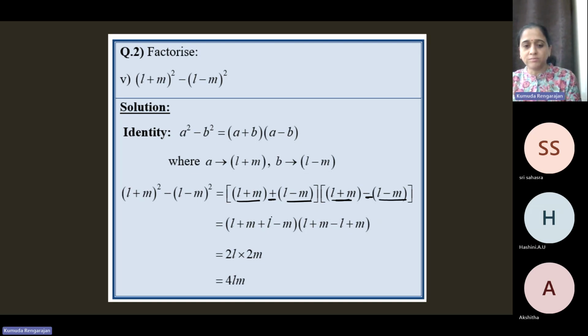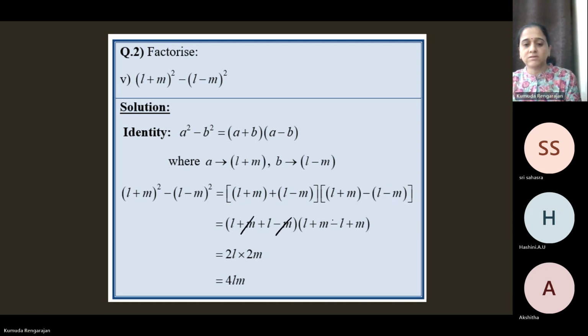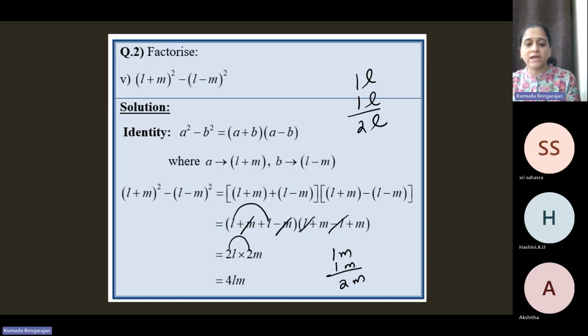Open the brackets now. Here, be careful, minus L plus m. Then in the brackets, these two terms and these two terms get cancelled. L plus L, 1L plus 1L is 2L. And here 1m plus 1m is 2m. So it's 2L into 2m, 2 twos are 4, LM, 4LM.